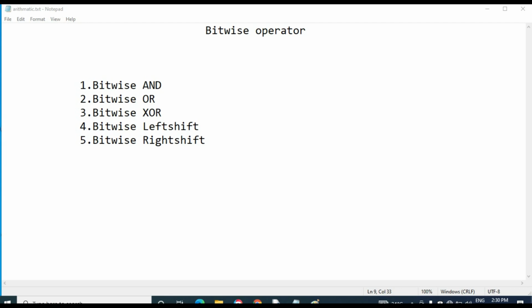In this video we are going to see about the bitwise operators. Last video we have seen about the bitwise AND, bitwise OR and bitwise XOR operators. And in this video we are going to see about the rest of the bitwise operators. There are bitwise left shift and bitwise right shift.